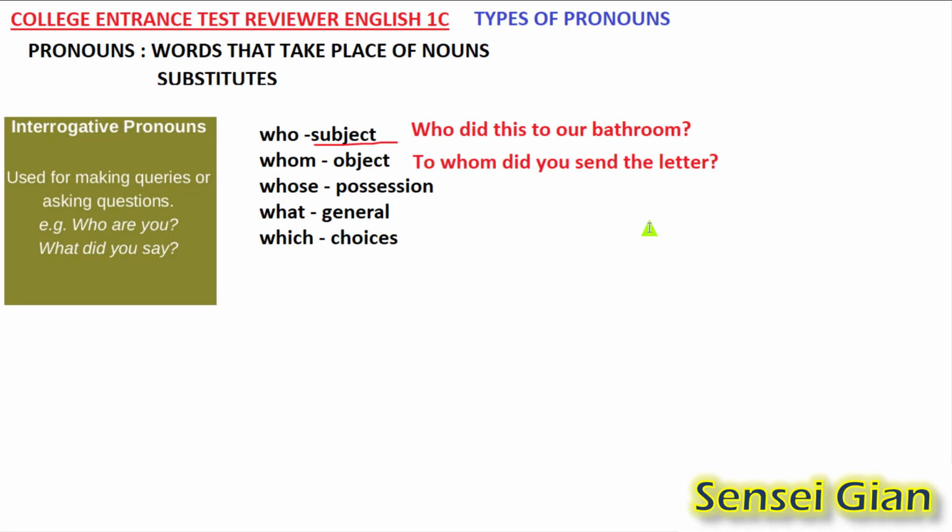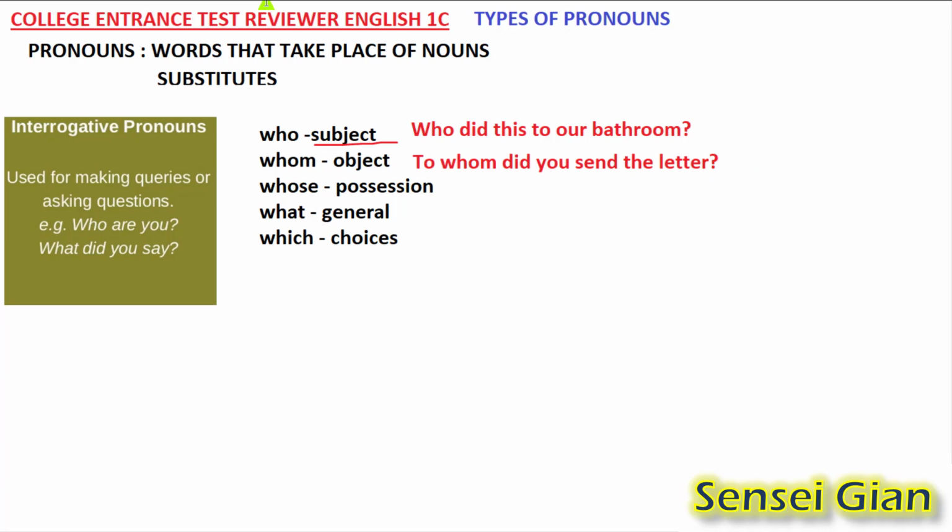Okay, but the idea is the one he's being. So, to whom did you send the letter? It's clear that it's you who sent the letter. But you is the subject here, and to whom is the object, the target of the sending of the letter.